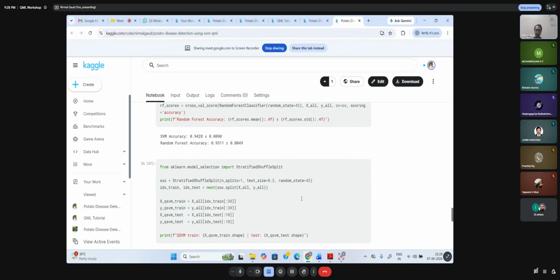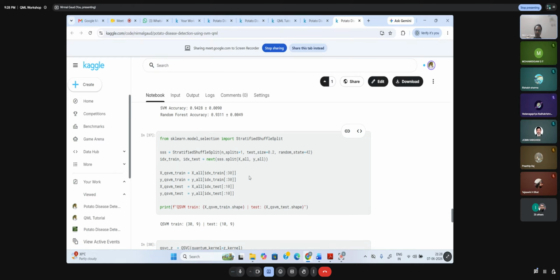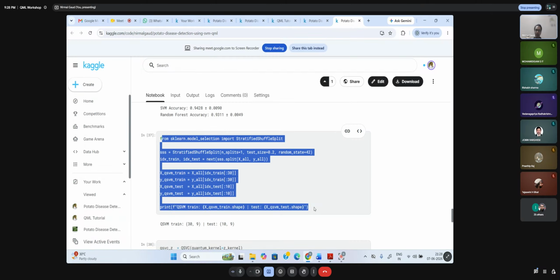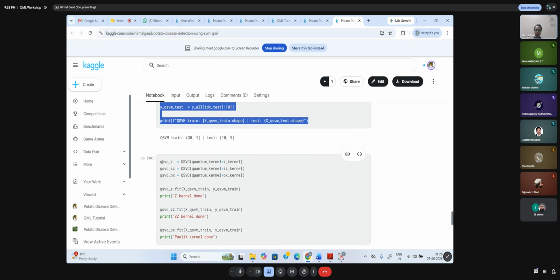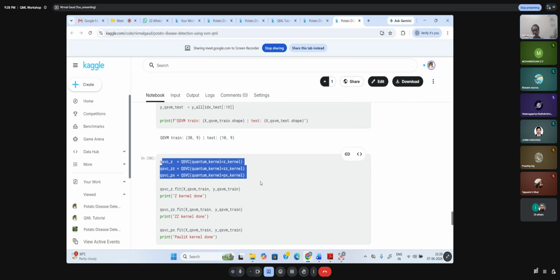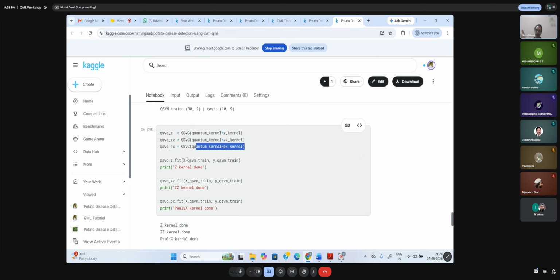Then apply the data, apply the features to quantum. QSVC with Z kernel, QSVC with ZZ kernel, QSVC with poly kernel. So I am applying my training data to these three different kernels: Z kernel, ZZ kernel, and poly kernel. This is called training of a quantum support vector classifier.